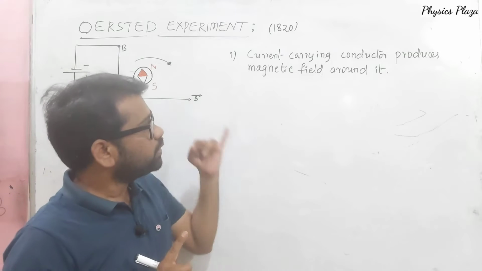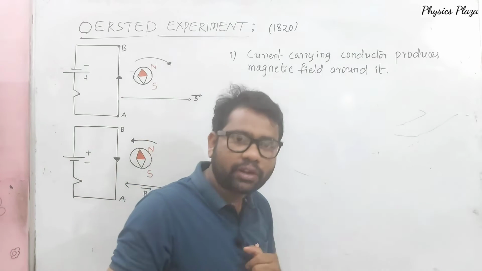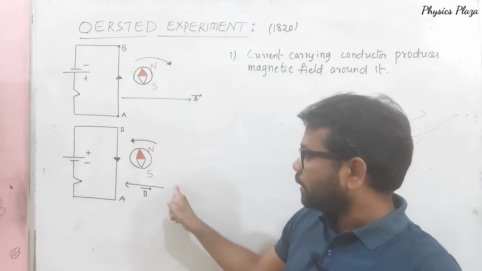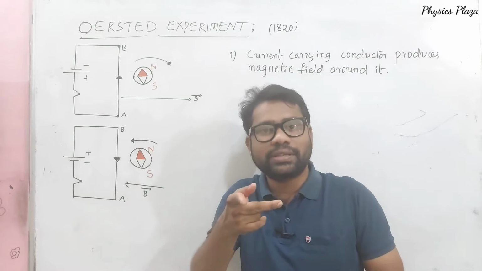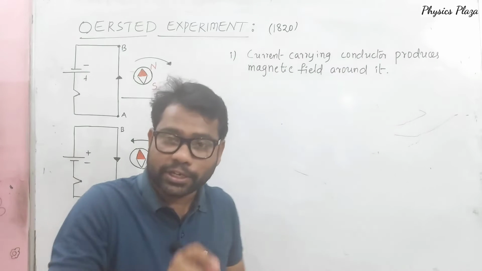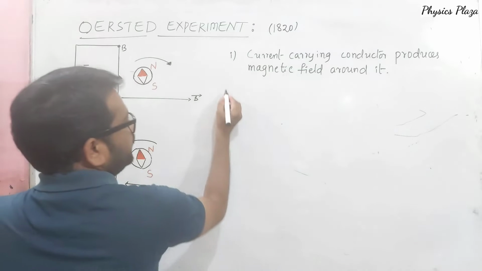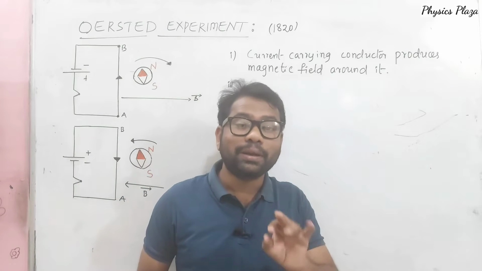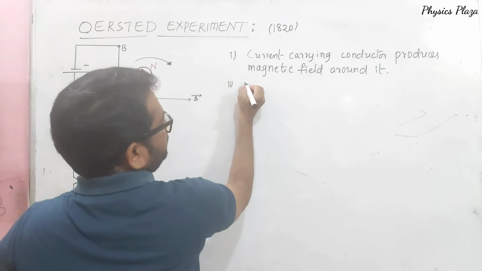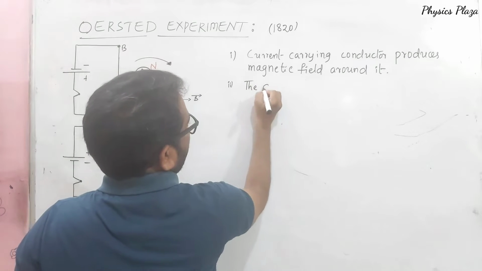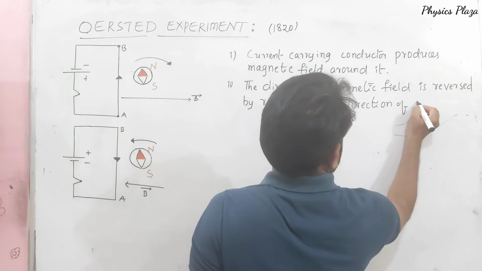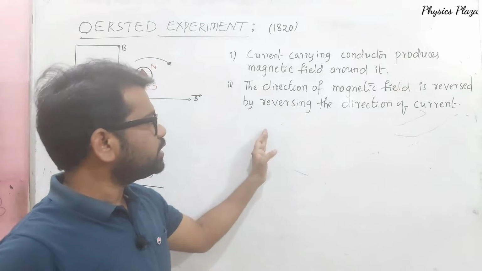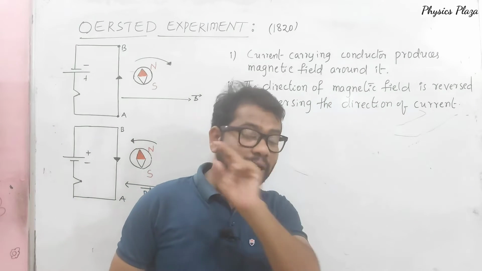So children, what is the first one? Current carrying conductor produces magnetic field around it. And what is the second point here? When you change the direction of current, magnetic field direction also changes. When we reverse the direction of current, children, the magnetic field direction also reverses. It's very important. In exam they will ask you, how can we change the direction of magnetic field? It's simple, by reversing or changing the direction of current. So children, the direction of magnetic field is reversed by reversing the direction of current. This is the second observation.